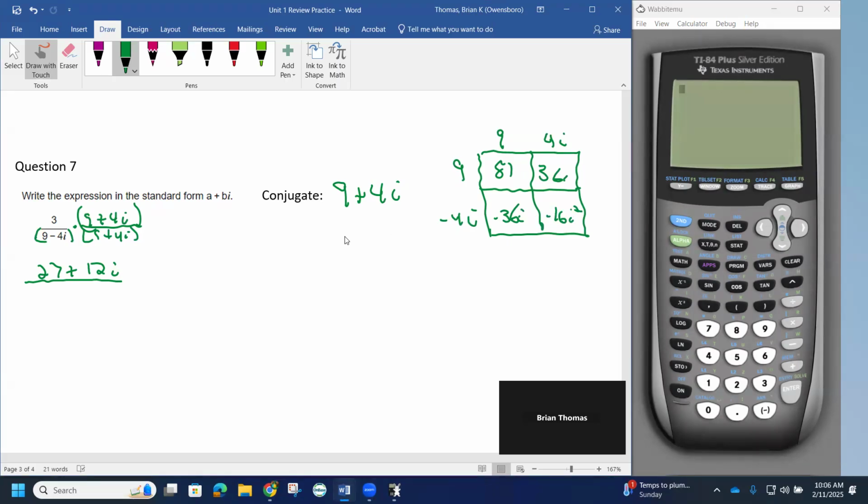Now remember, by definition, i squared is equal to negative 1. So this actually turns into negative 16 times negative 1, which turns into a positive 16. So notice that the 36i and a negative 36i will zero out. So really what we have is 81 plus 16, which is going to give me 97.